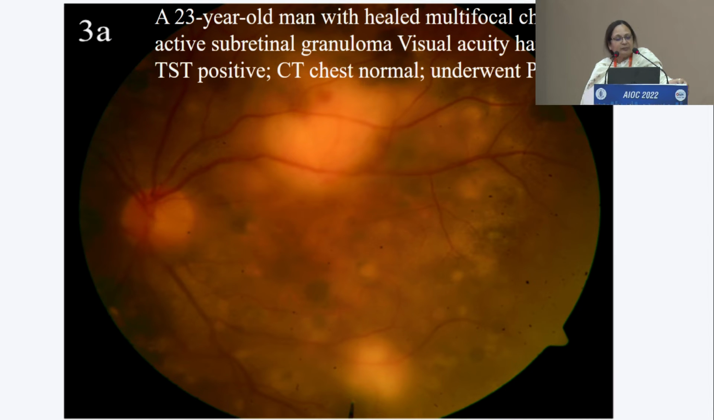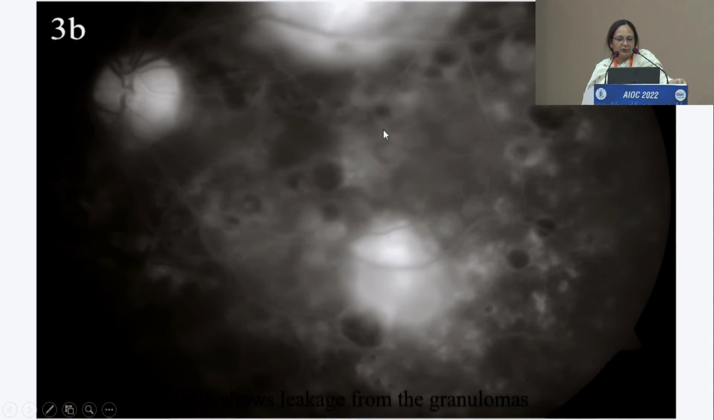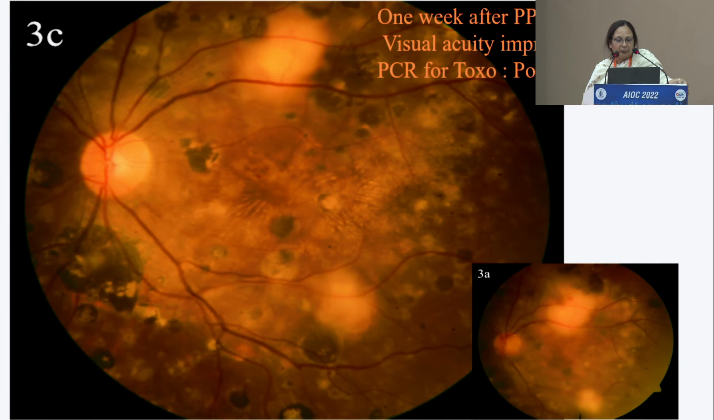This is an example of a 23-year-old man who came with healed multifocal choroiditis in one eye and active granuloma. The visual acuity was hand motion, tuberculin skin test positive, CT chest normal. So he actually underwent a diagnostic vitrectomy. This was the fluorescein showing increased leak from the granuloma. And 1 week after vitrectomy, his vision was improving and he was on ATT.